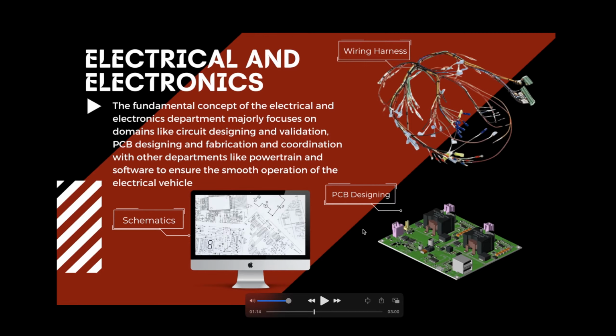Now from a technical perspective, what all work is done here? You have to design circuits and validate them. So circuit designing, you have to work with ICs. And once that is done, you have to design PCBs and fabricate them. So now this is mainly the work profile that you'll be having if you're in the electrical department. And definitely then there is coordination with the powertrain department and the software department. Now next slide please.